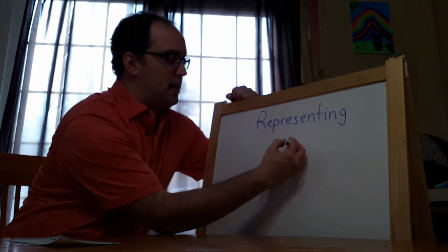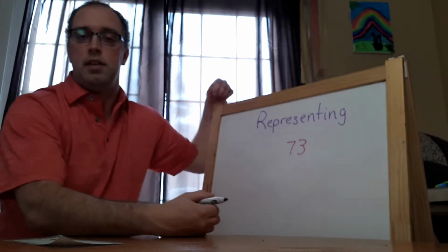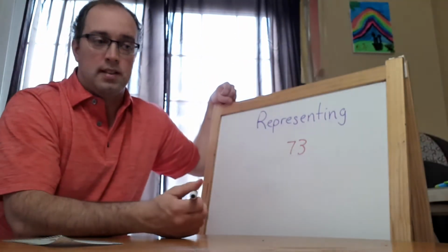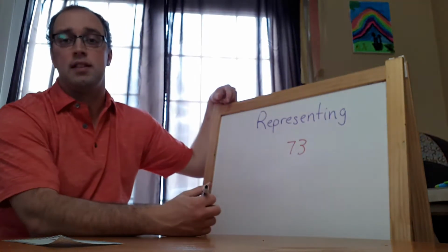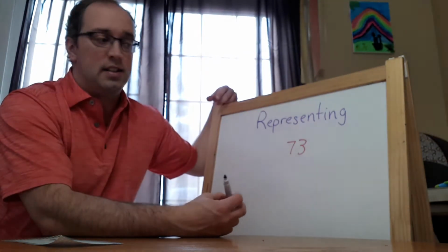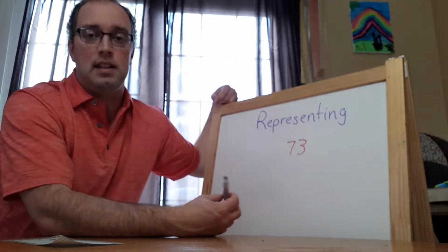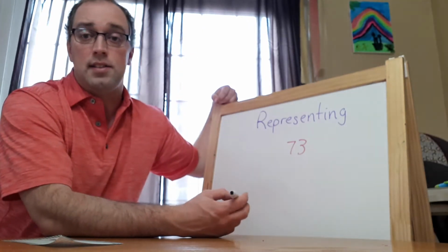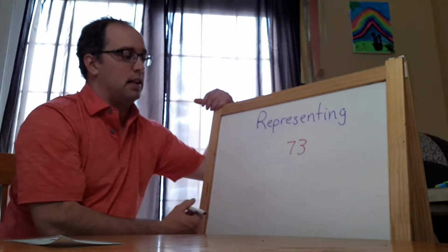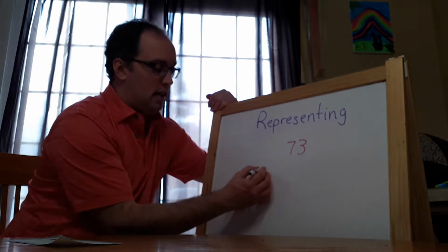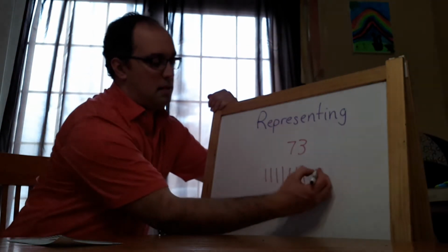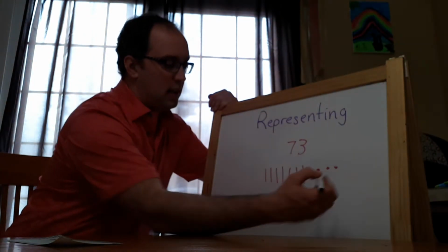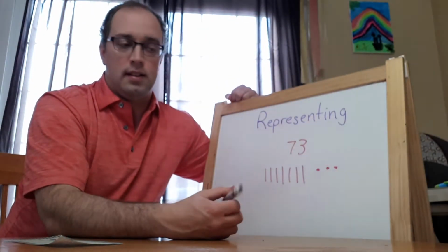All right, so if we have 73 and I want to represent this number multiple ways, I could use tally marks, I could use 10 frames, but for this I'm going to use base 10 blocks. Just because I'm using it does not mean it's the best one to use. It's just another way to do it. All right, so if I want 73, I'll have my 7 tens and my 3 ones. That's one way to represent it.